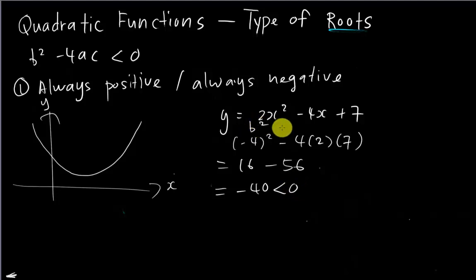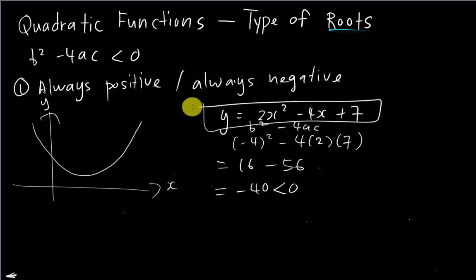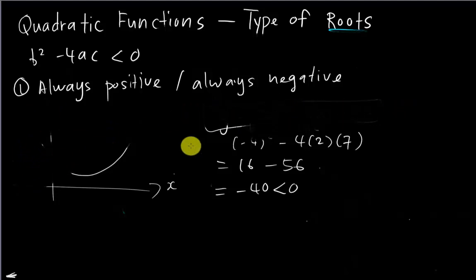Because this is b squared minus 4ac, correct or not? So if b squared minus 4ac is less than 0, it means what? It means there's no real root. So this is the reason why this equation is always positive. Alright, then we go to the second term.